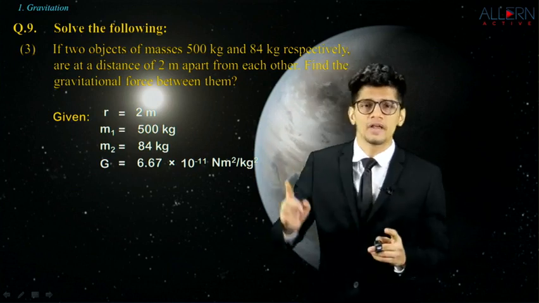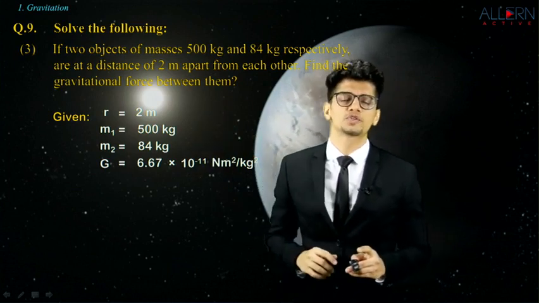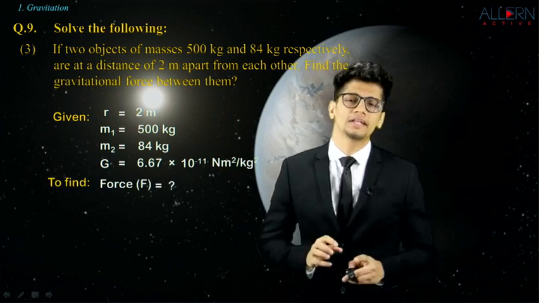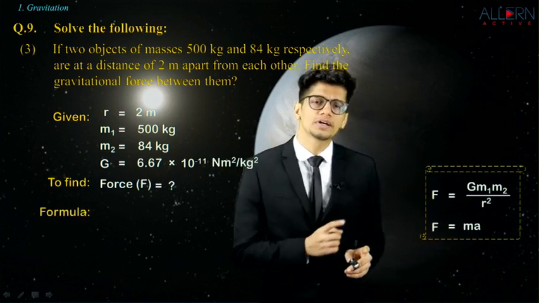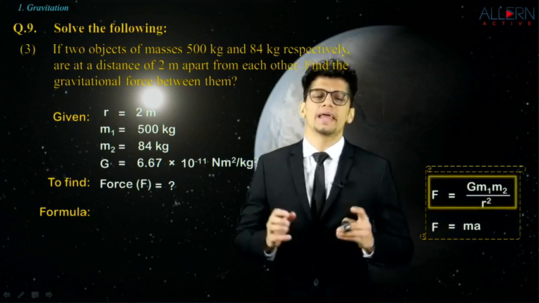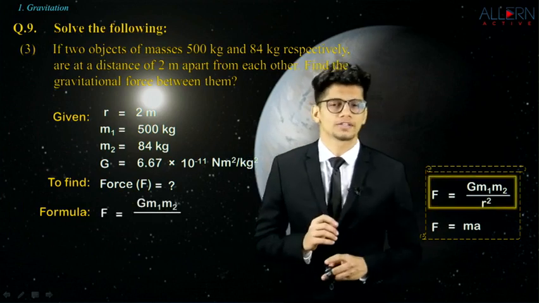What do we have to find? We have to find the gravitational force between them, that is denoted by capital F. So which formula do we use? The formula that we use over here is F is equal to capital G m1 into m2 upon r square.